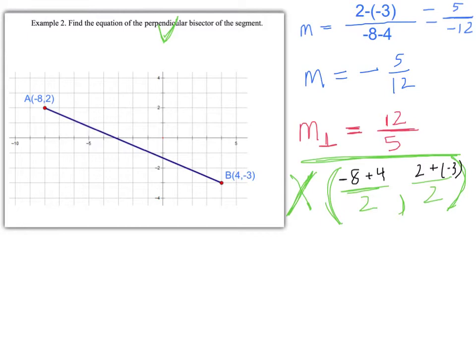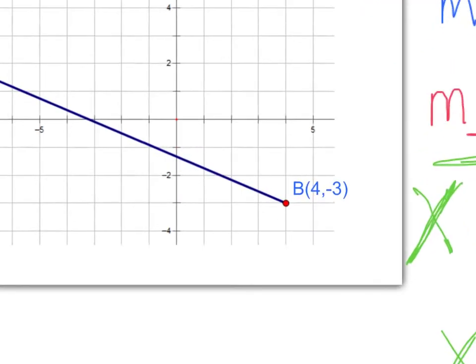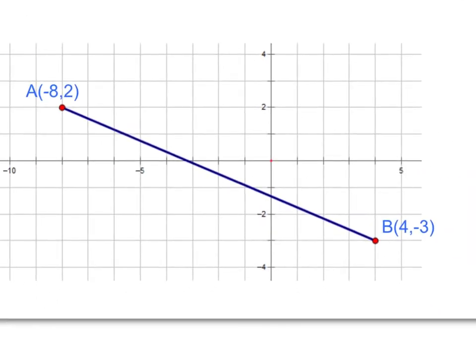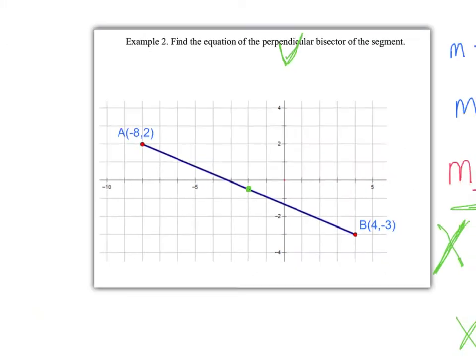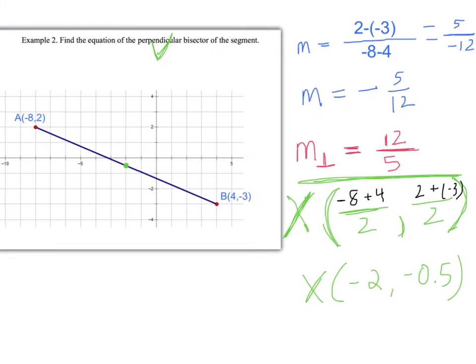If you haven't already paused, find it yourself. Let's see, I got that. Does a fraction make sense? Well, let me plot that point. Let me zoom in on it. -2, 0.5. Be there. Does that look like it's halfway? Let's see. I would say yeah, it's pretty good. I'm confident in my math. I think I did a great job.